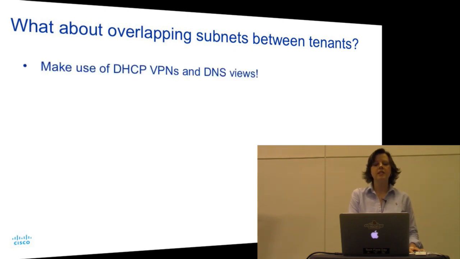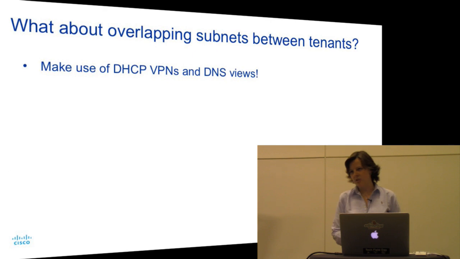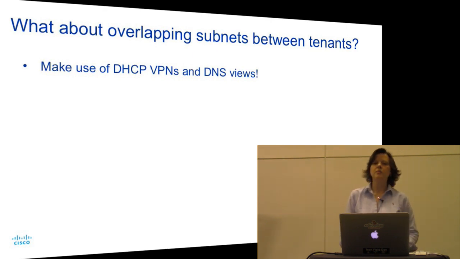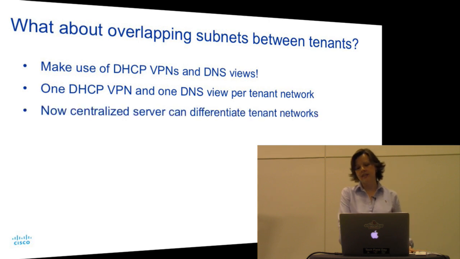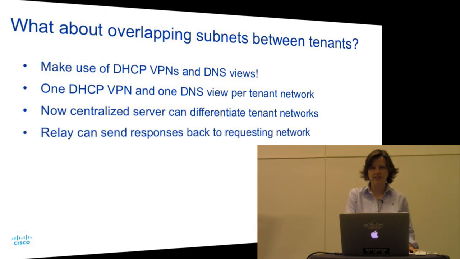Well, we're going to make use of DHCP VPNs and DNS views. DHCP VPNs are an IETF standardized way of segregating a DHCP broadcast domain. And DNS views are a similar concept, but it's not yet standardized. So we'll have one DHCP VPN and one DNS view per tenant network, thereby isolating them. The centralized enterprise server can now differentiate between tenant networks. And the relay can send the responses back to the requesting tenant networks.